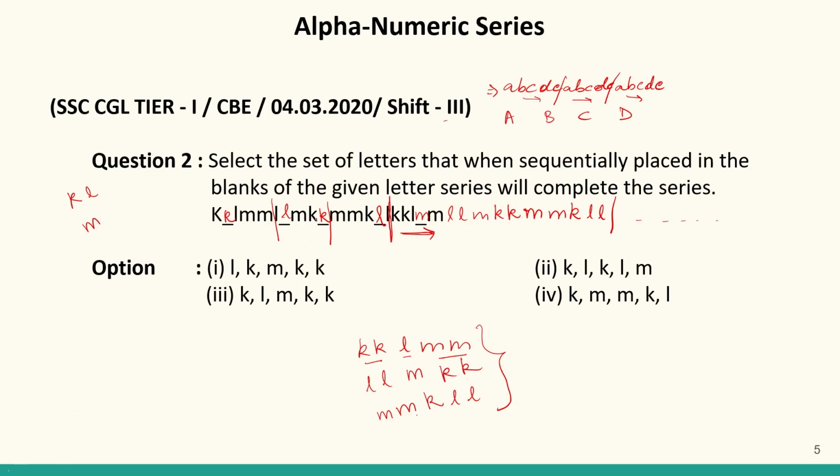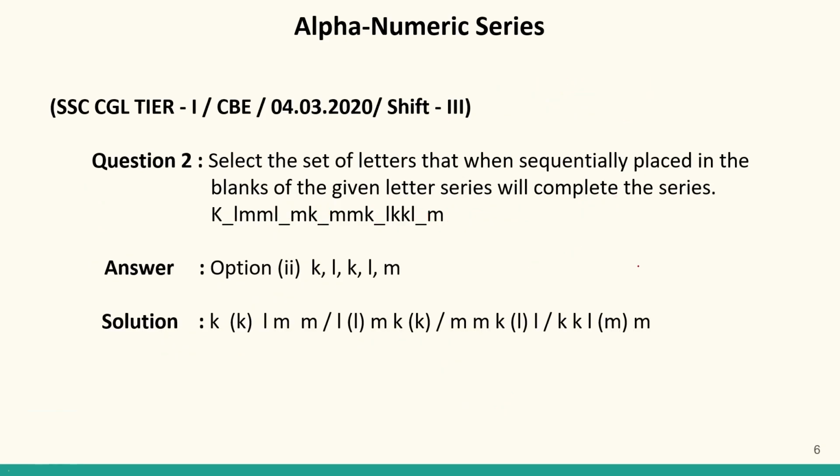So if I look at these fill in the blanks, we have K, L, K, L, and M. Do I see it in any of the options? Yes. In this option number 2, we have K, L, K, L, and M. So let us check if this is the answer. Yes, this is the answer. So we basically break the series into 4 parts and then try to find the answer to such questions whenever we see a long series like this comprising of only small cased alphabets.